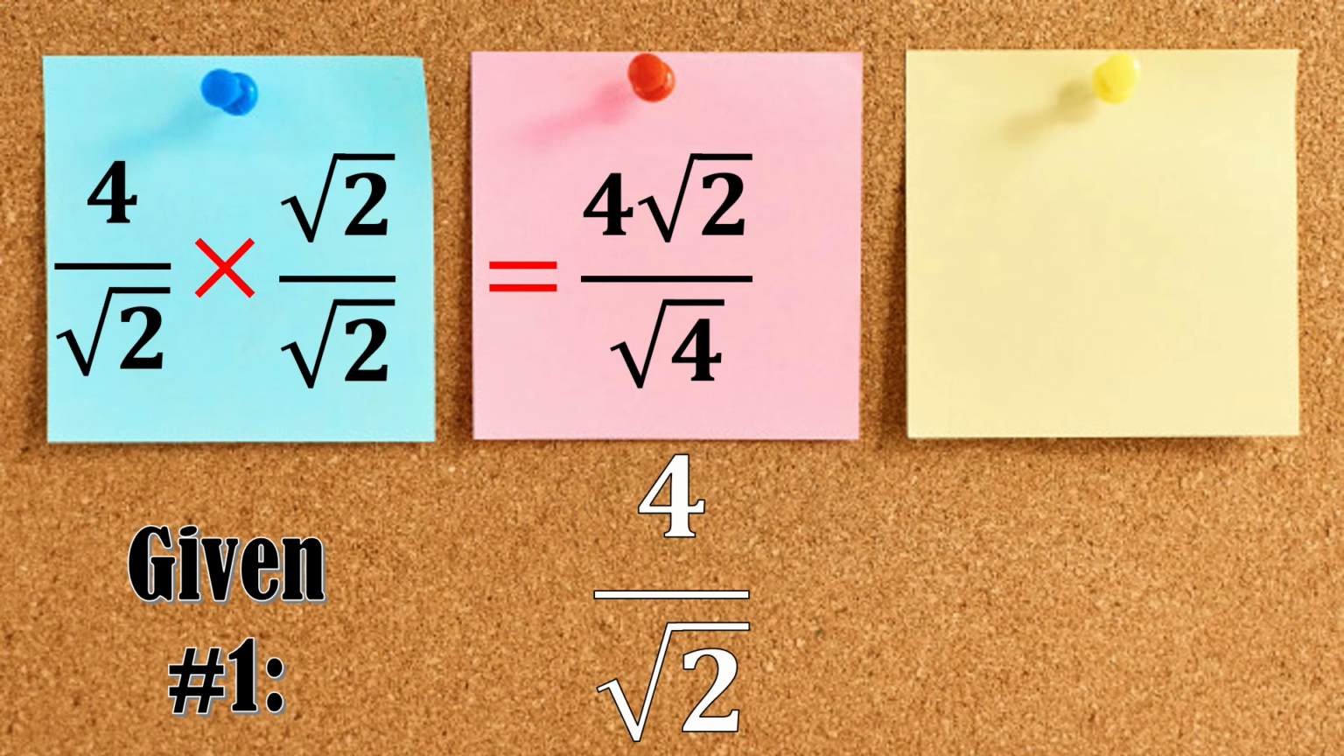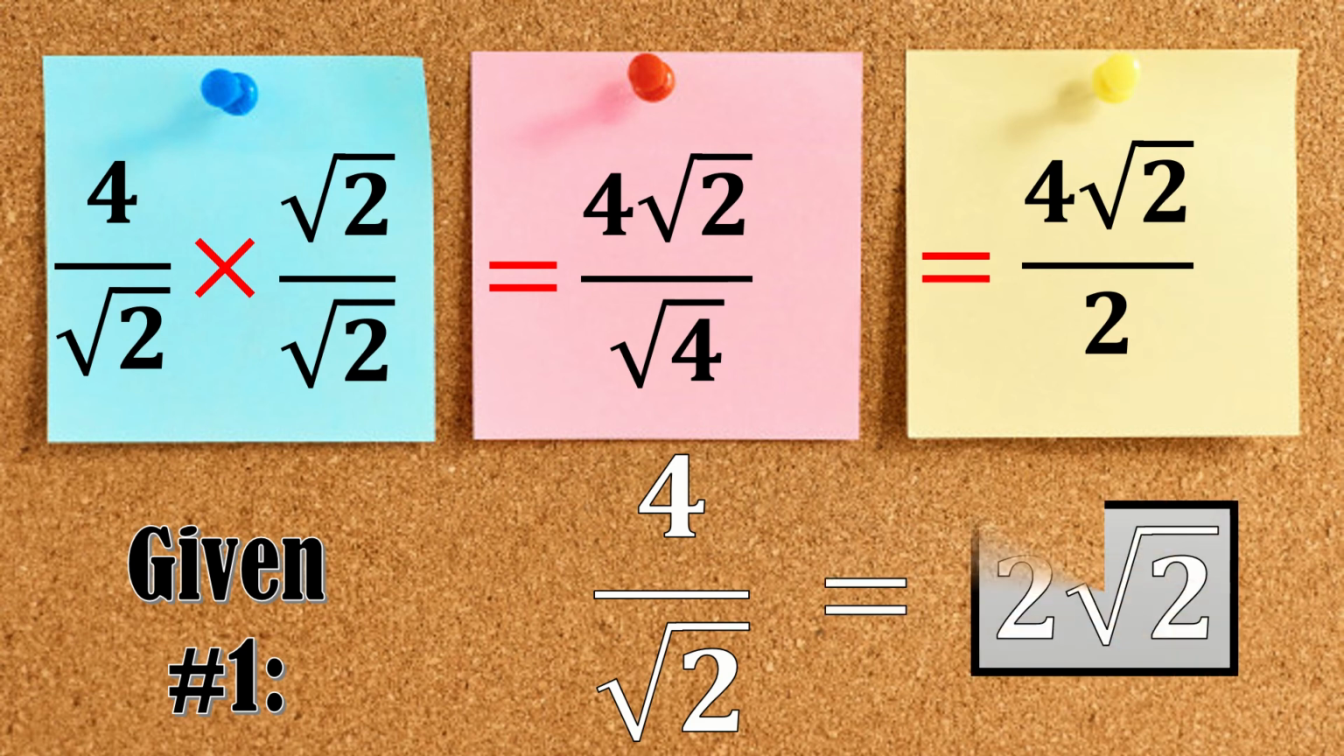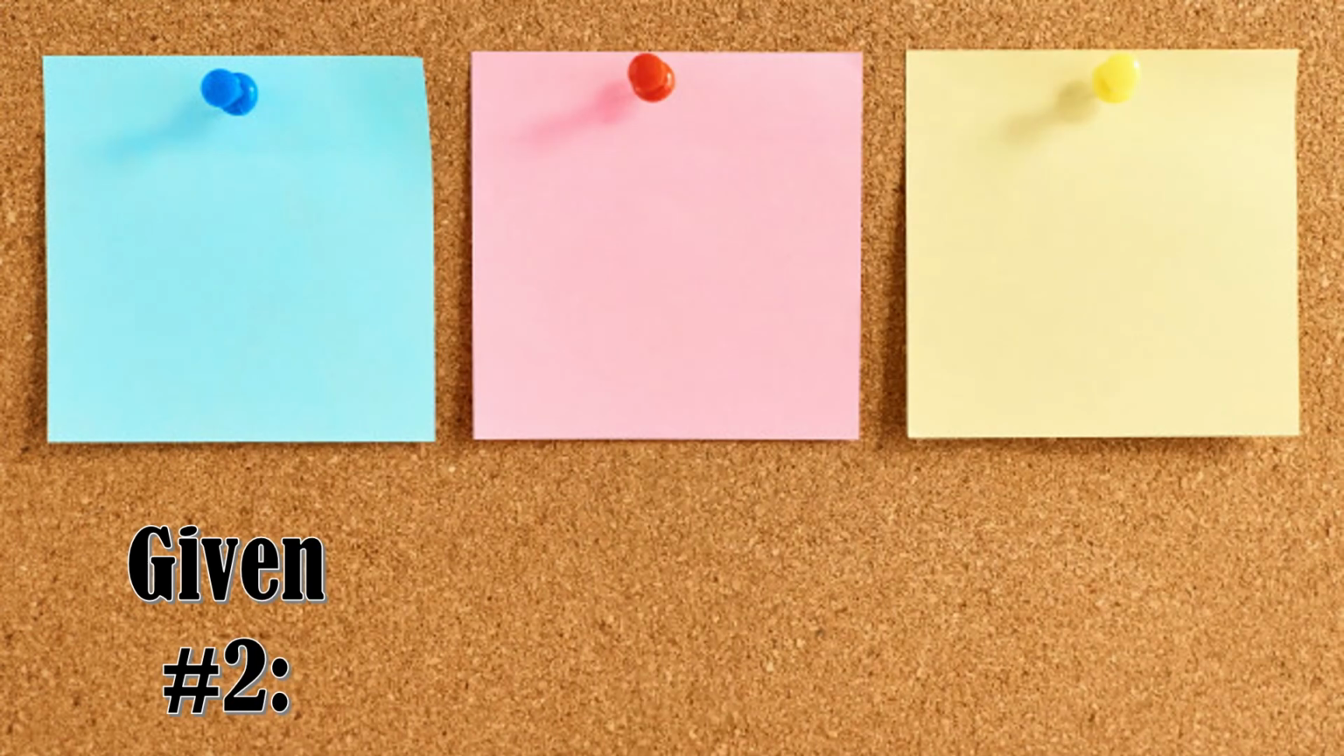Let's simplify square root of 4 in the denominator. So, copy the numerator, 4 square root of 2, all over the square root of 4, which is equal to 2. So, it will become 4 square root of 2 all over 2. Since 4 is a whole number and it is divisible by the denominator 2, we can divide it. 4 divided by 2, the answer is 2. So, the final answer will be 2 square root of 2. That means to simplify 4 over square root of 2, the answer is 2 square root of 2.